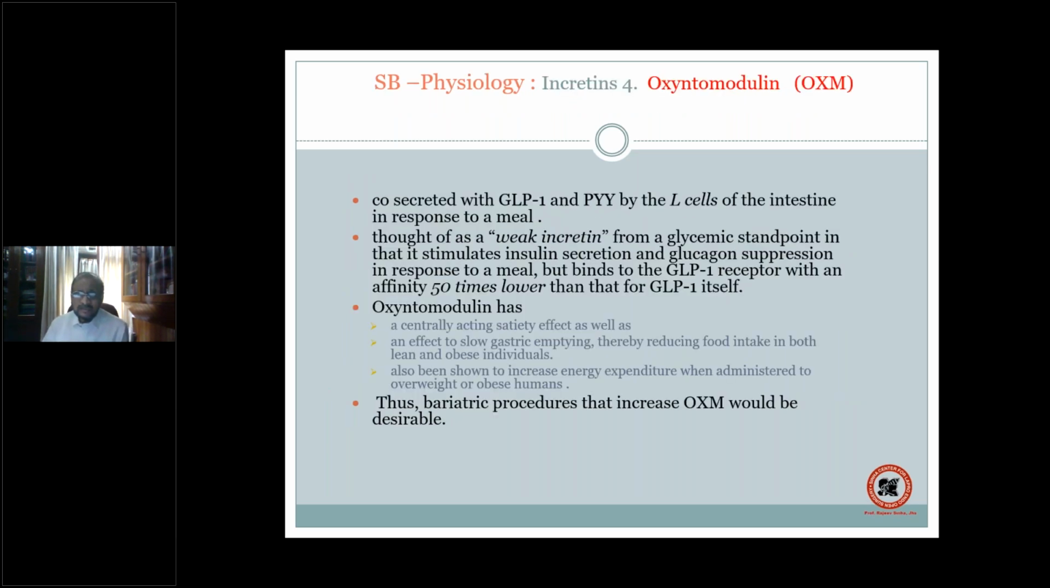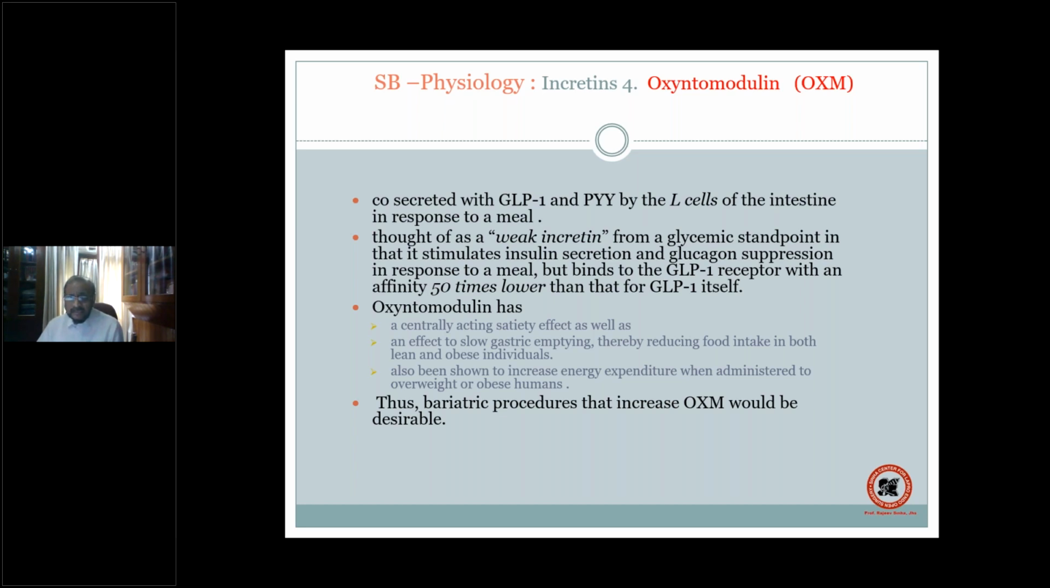And then the last one, oxyntomodulin, again secreted from the same L cell. It is a weak incretin. It does not have the same effect as GLP. Why? It has 50 times lower affinity as compared to GLP, so it is 50 times less potent, but still it is an incretin. It has a central acting satiety effect. That means as soon as it is secreted, it tells the body, look, I've had enough, no more eating. It slows gastric emptying, meaning less emptying of the stomach, and of course it increases energy expenditure.